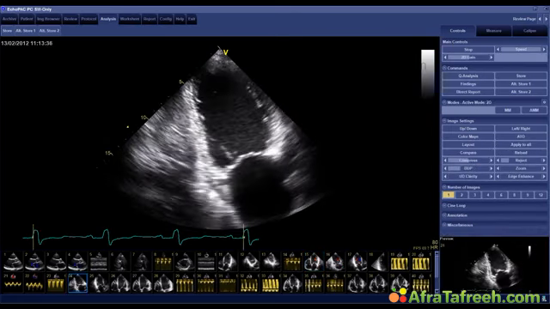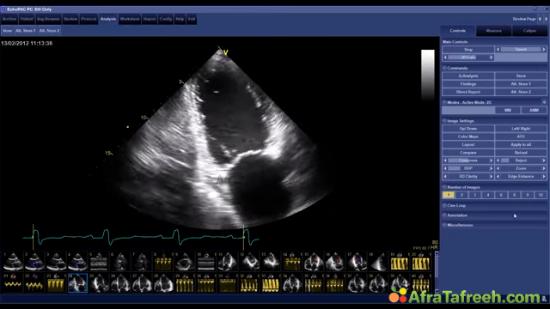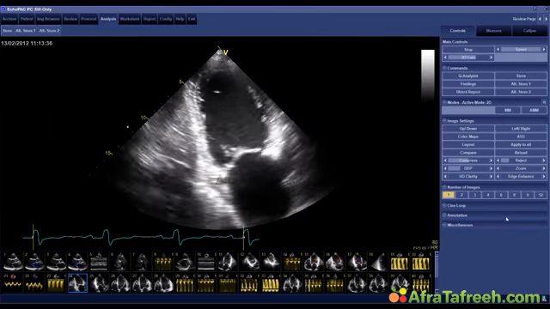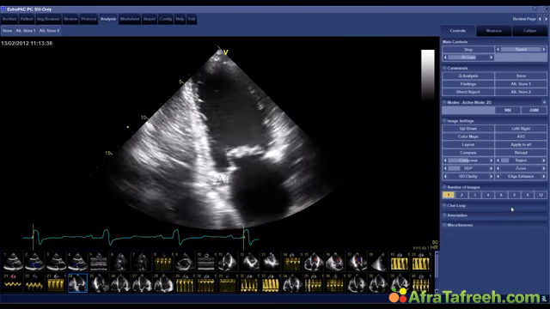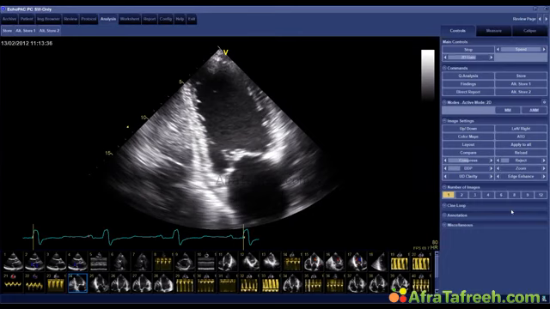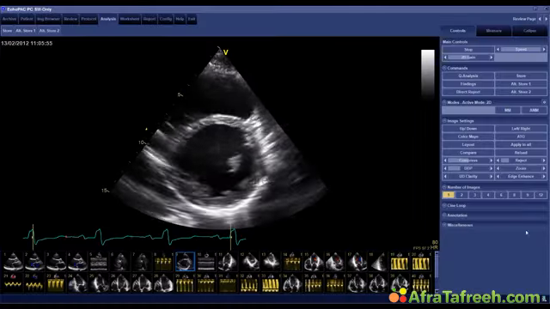Okay, I'll just show you another image. Very poor left ventricular function. Okay, so now I'm going to ask you a question. What form of cardiomyopathy do you see? Okay, I'll close and show you the results.